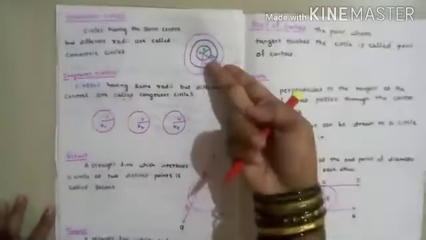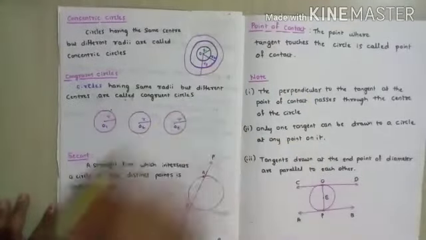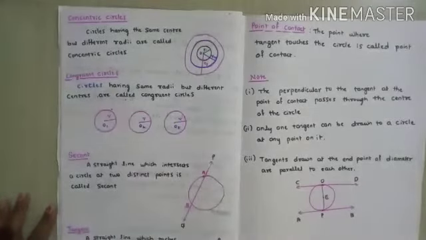You should know the difference between concentric and congruent circles. Concentric circles have the same center but different radii. Congruent circles have the same radius but different centers, like that. Up to here you learned last year.